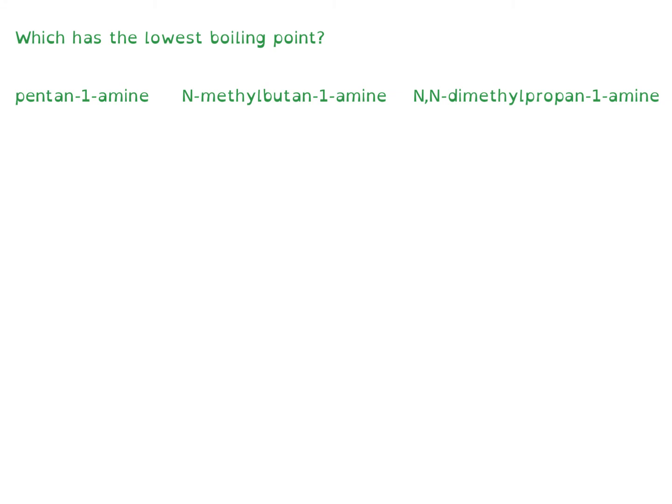Let's take a look at one more example problem where we're asked to determine which of the following has the lowest boiling point. In order to determine this, I'm going to draw each of these out, starting with pentan-1-amine. Pentan-1-amine will have a 5-carbon chain, so I'll draw out my 5-carbon chain here. And at position number 1 is where the amine group is located. There are no groups that are prefaced with the letter N, and so therefore this is a primary amine where we have just our 5-carbon chain, and the branch there to the amine is at position 1.